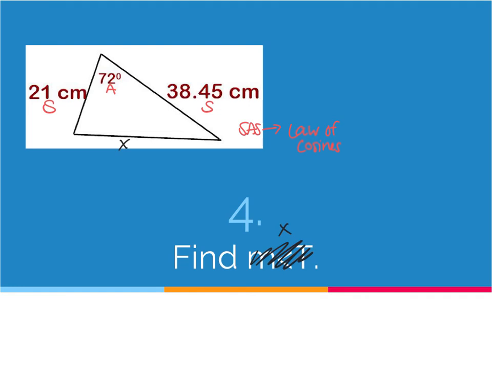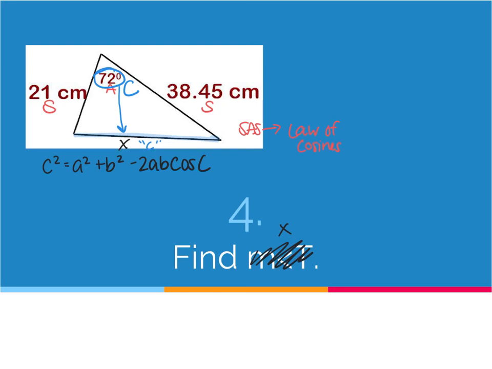As always, we write out our law. So c squared equals a squared plus b squared minus 2 times a times b times the cosine of C. As I look at this, I need to identify what my a, my b, my c are. And I notice that I have my angle here. Across from it, I am trying to find that side length. So that means that our x is our c, and our angle is angle C. 21 and 38.45, either one can be A, either one can be B.